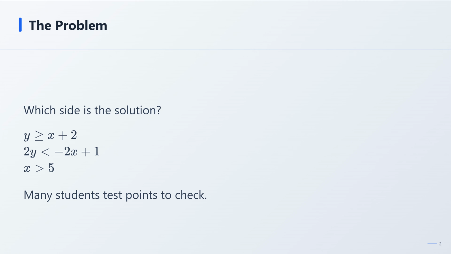Here's the situation. You have an inequality like y is greater than or equal to x plus 2, or maybe 2y is less than negative 2x plus 1. You draw the line, but then what? Which side do you shade? A lot of students pick a test point, plug it in, and see if it works, but there's a much faster way.